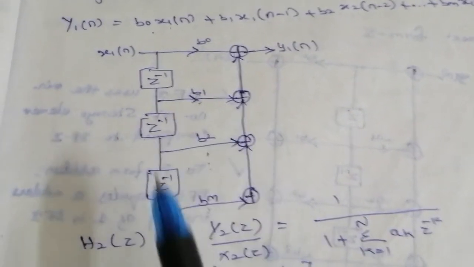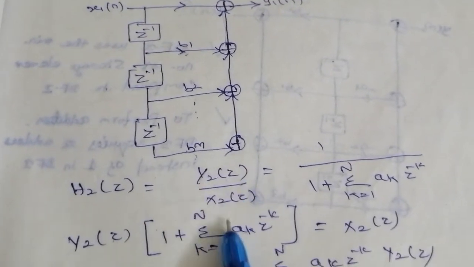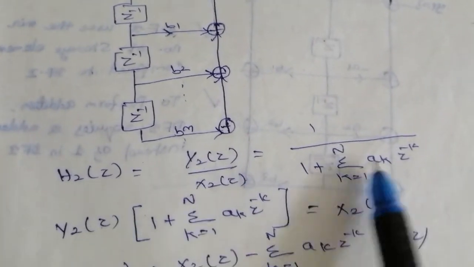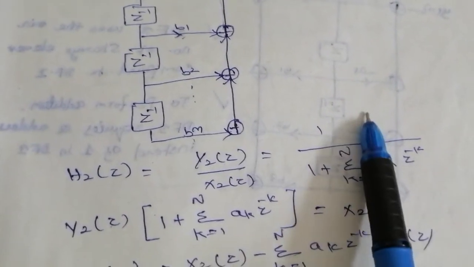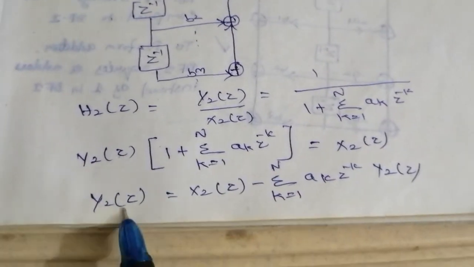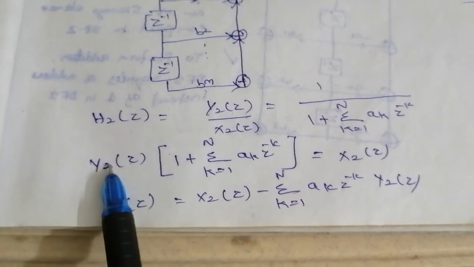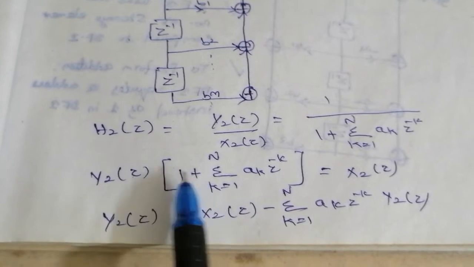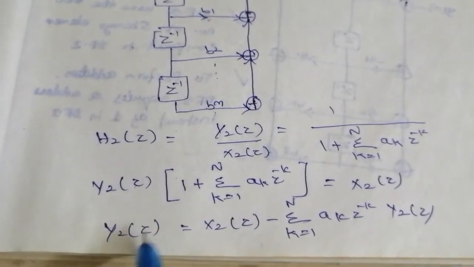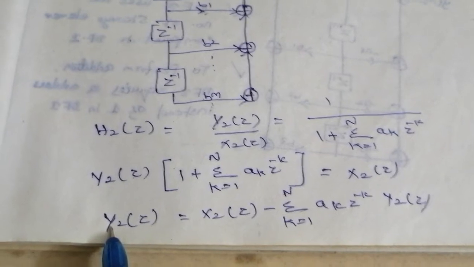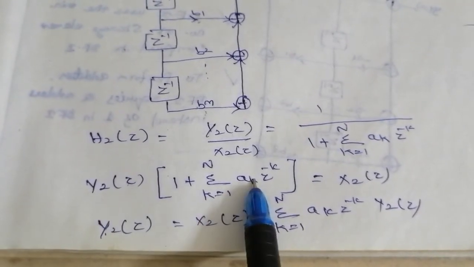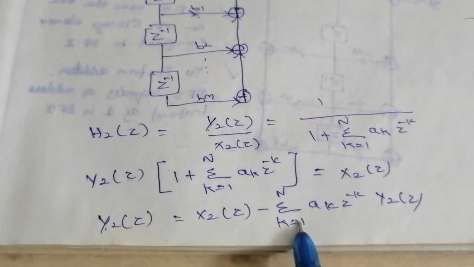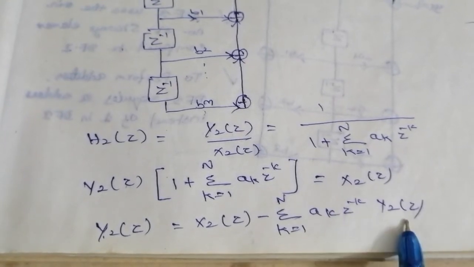So let's consider the second term. H2(z) equal to Y2(z) divided by X2(z) equal to the denominator term. Now cross multiply. So Y2(z) into this term equal to X2(z), right? So now Y2(z) equal to X2(z), and this Y2(z) is multiplied with these terms. So we keep this one term as it is, and this Y2(z) multiplied with this term goes to the RHS side. So we are using a negative sign: summation k equal to 1 to n, ak z power minus k Y2(z), right?